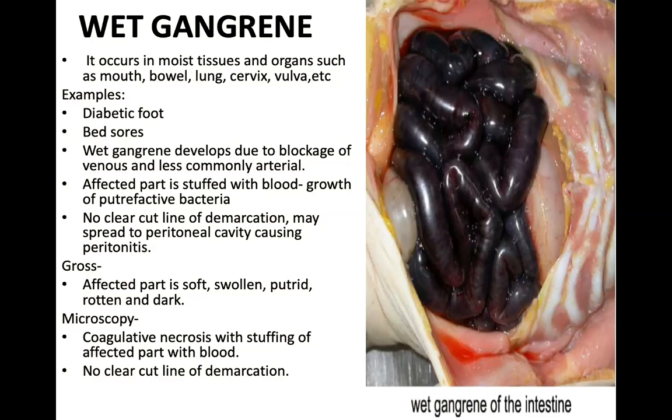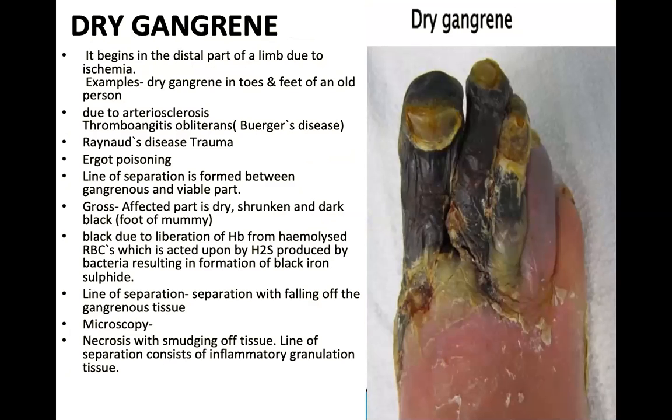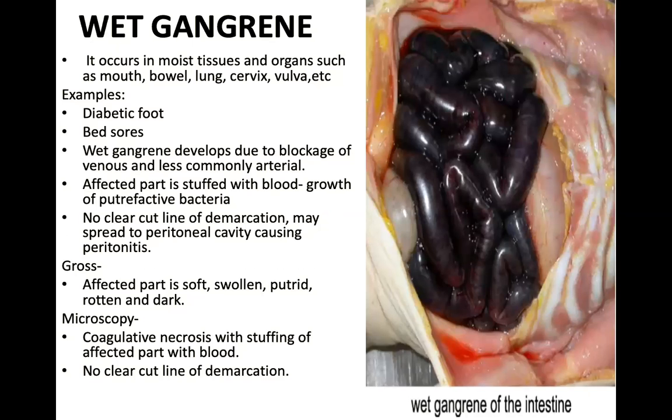Okay, class. Ano yung, this dry gangrene? Obviously, dry siya. Ano yung difference with wet gangrene? Of course, the moisture. Wet gangrene develops due to the blockage, again, of the venous and less commonly arterial. Affected part is stuffed with blood supply or blood, with growth of putrefactive bacteria. No clear-cut line of demarcation, may spread to the peritoneal cavity causing peritonitis.